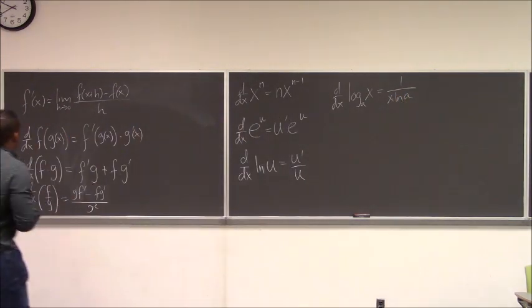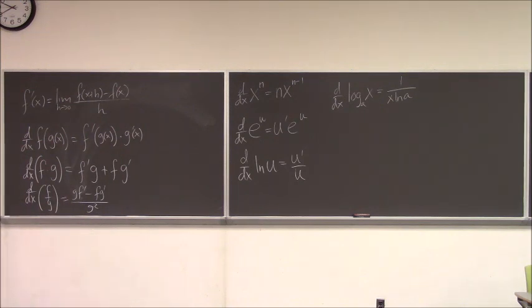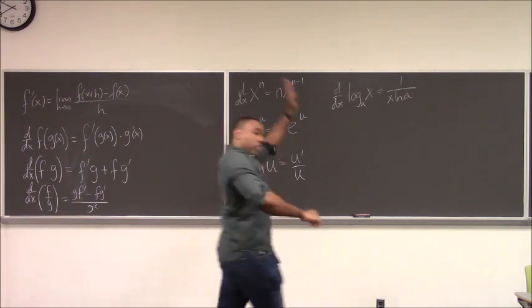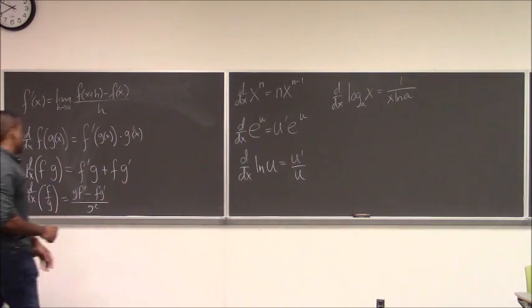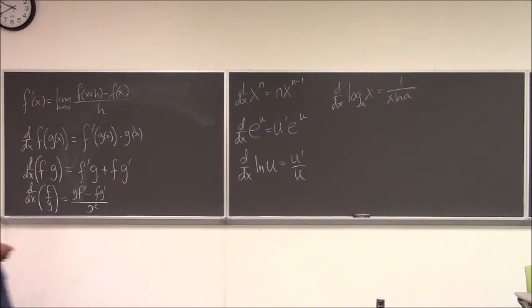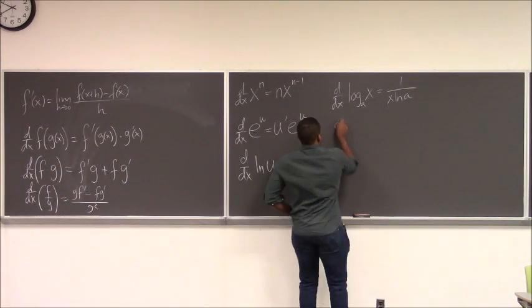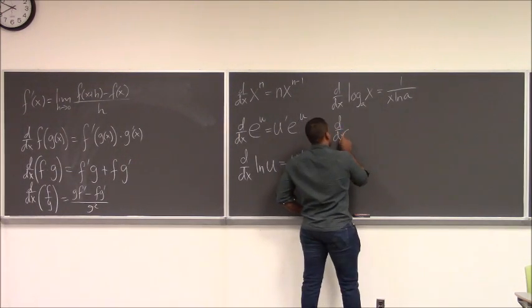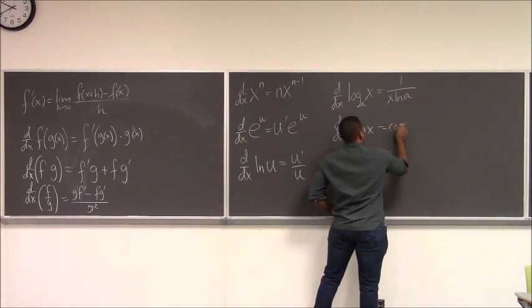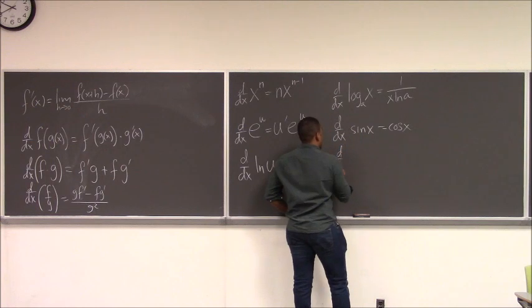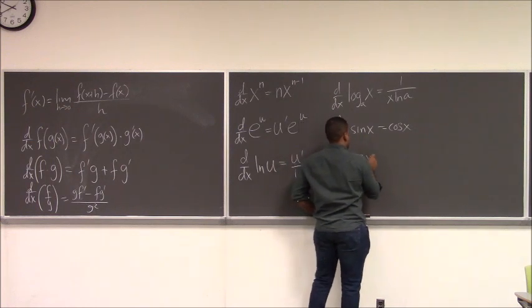What else did I tell you guys about? Chain rule, product rule, quotient rule. And by the way, you should have this all in your head. You shouldn't have to look at your notes to be able to regurgitate this. That's going to be very important. What was the derivative of sine x? Cosine x. What is the derivative of cosine? Negative sine x.